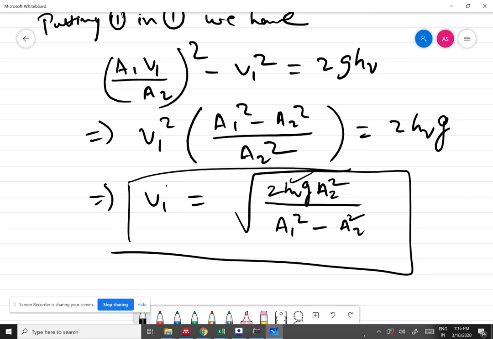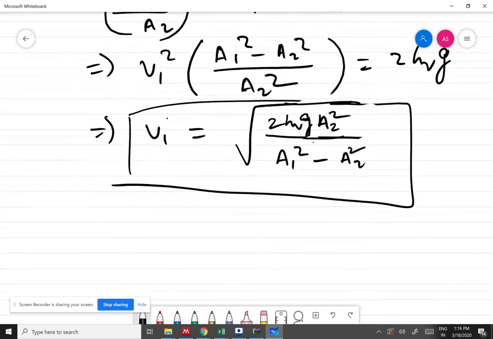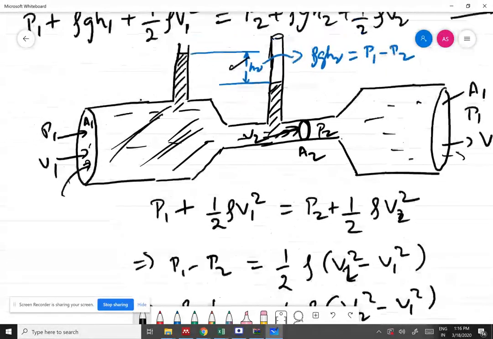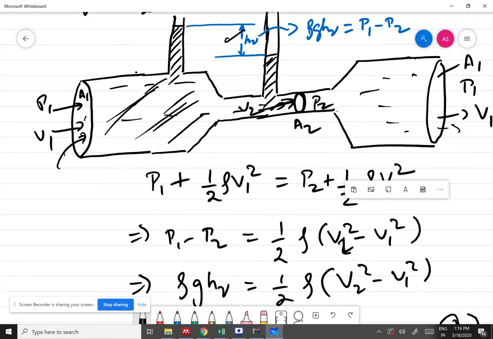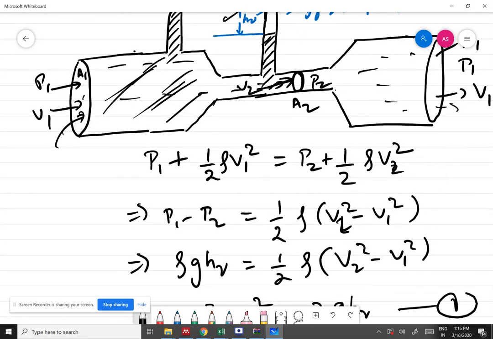Then you have g, which is the acceleration due to gravity, and A2 square, A1 square, both of them are known to us. So this formula is pretty straightforward after that. So V1 is equal to the square root of 2 hv g A2 square divided by A1 square minus A2 square. So this will give us the velocity. Now you can see how intuitively this Venturi tube can help us to measure the flow velocity of fluid.